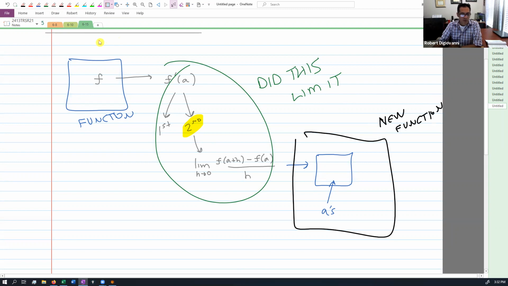Right? It's like we started with some function. We did this thing called the derivative. And then at the end, we got this new function that had a's in it, right? So why did I use a? Remember when I was drawing, I said we're going to have this anchor point. We'll call it a. I could have called that anything I wanted. I could have called it Q. I could have called it R. I could have called it T. I even could have called it X.